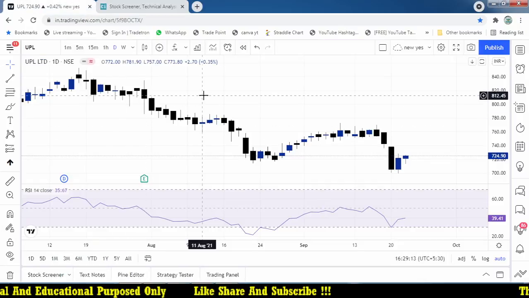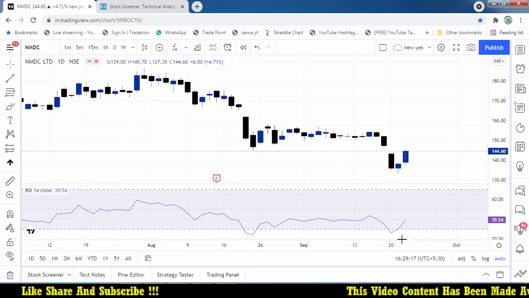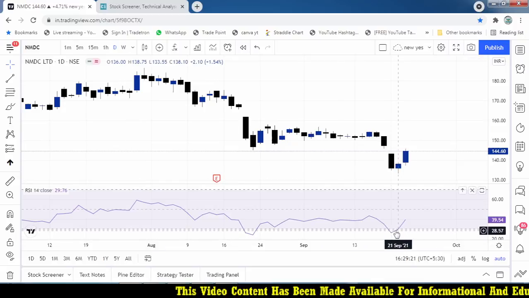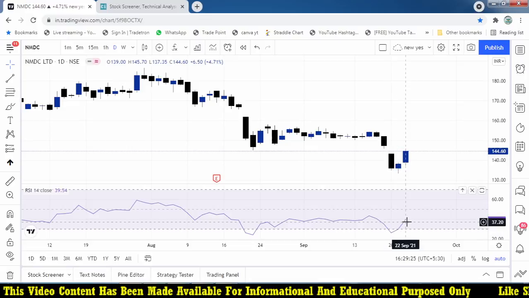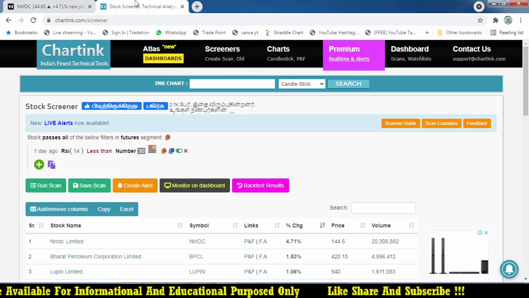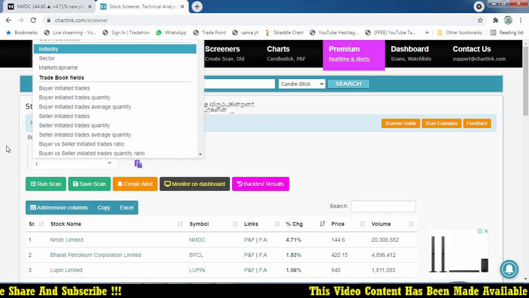Let's take NMDC. Yes, 1 day ago the RSI is less than 30, where you can see it was 28.97 yesterday, and today it has moved to 37. The RSI is 37. Now I'm going to add another condition, that the latest RSI should cross above the number 30.